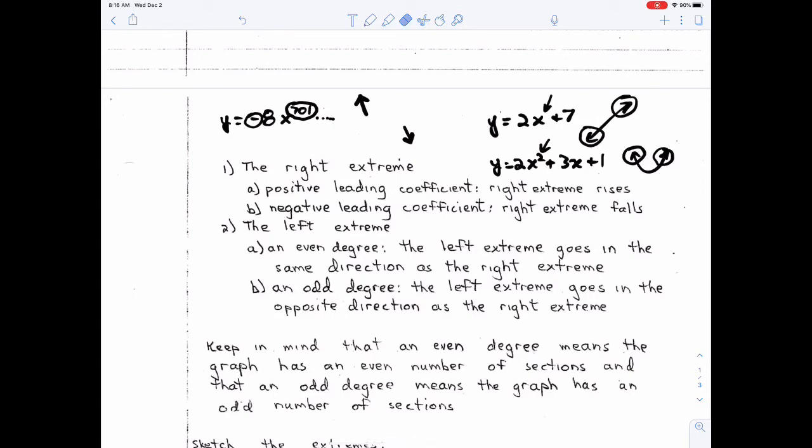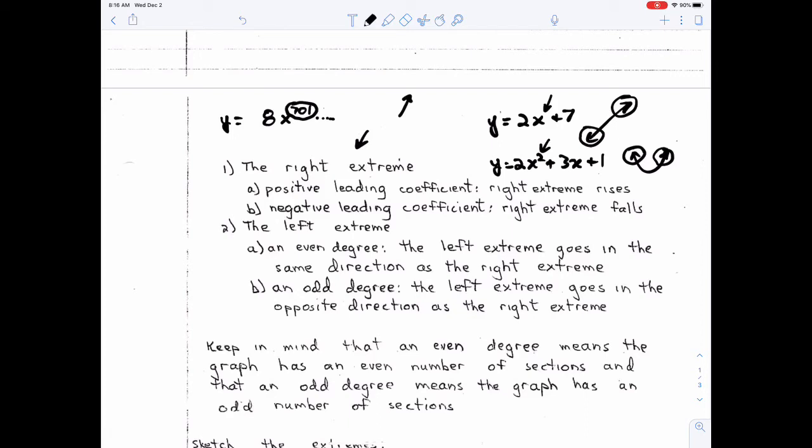What if this had been a positive? Well, then because it's positive, the right would go up. But because the degree is odd, the left would go in the opposite direction.